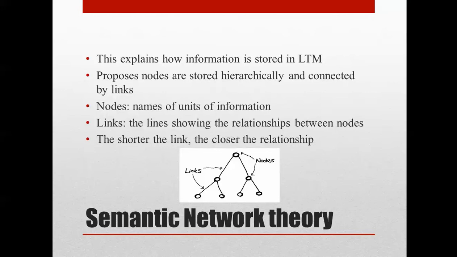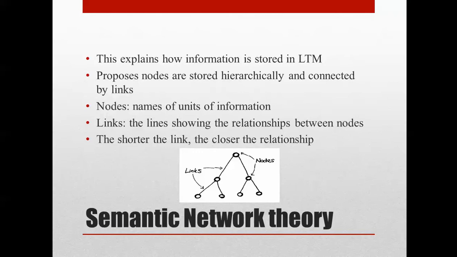And all these nodes are connected by links. So the nodes are the names of units of information. The links show the relationship between the nodes, and basically if there's a close relationship, then we would assume that the link would be shorter. Whereas if there's a long relationship, well then it would be quite long. I guess everyone's semantic network is very different.